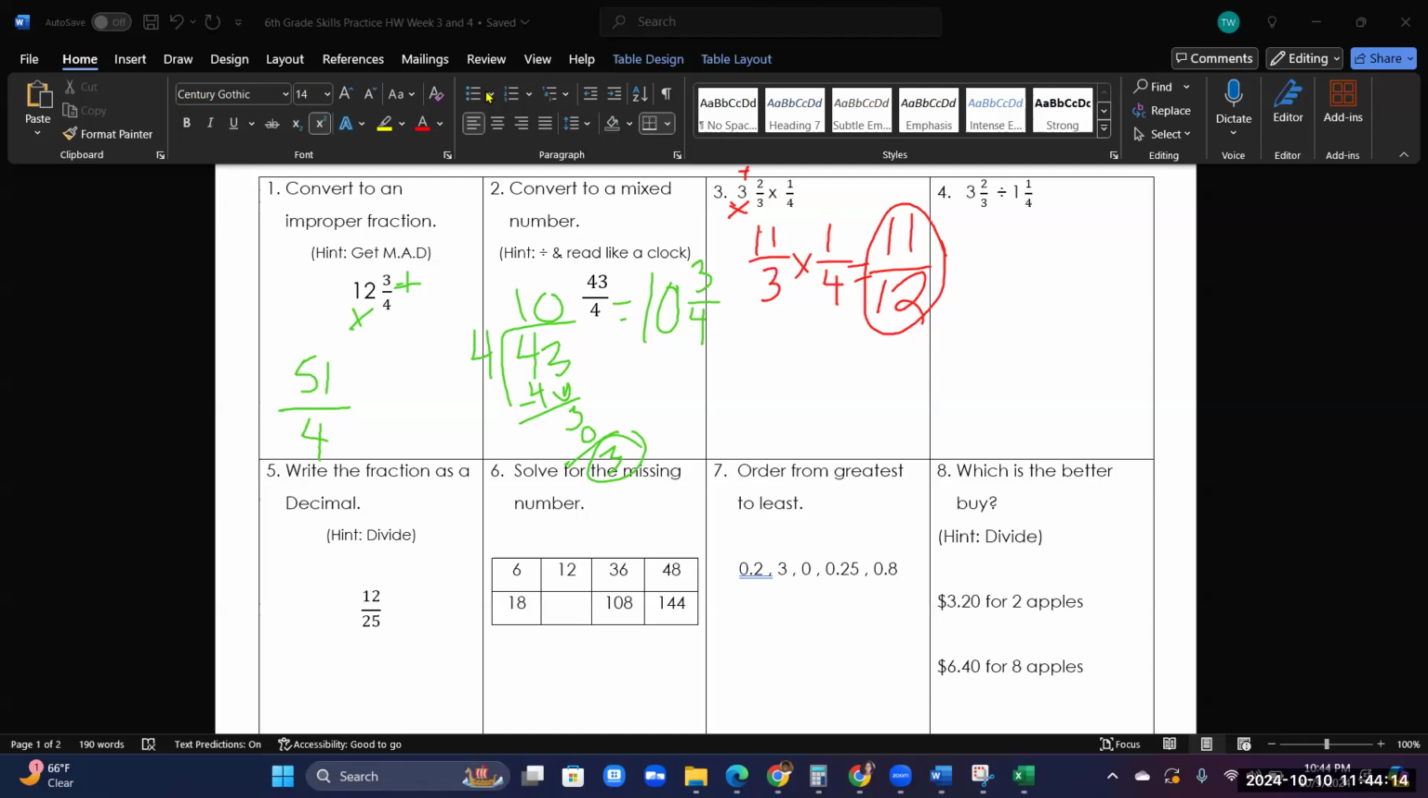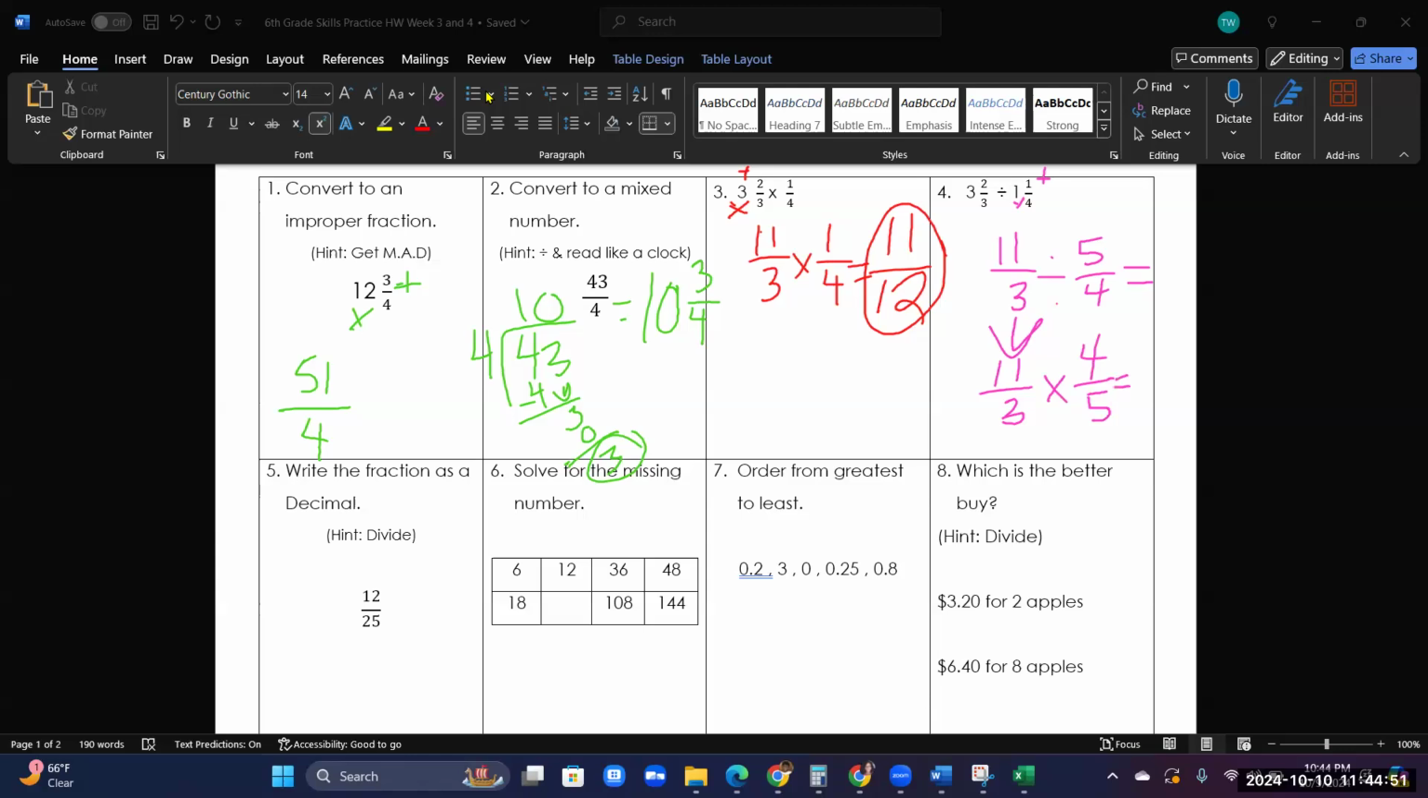All right, divide fractions. Once again, change both to improper fractions. 3 and 2/3, we already know is 11/3. All right, so for 1 and 1/4, 4 times 1 is 4, plus 1 is 5, so 5/4. All right, divide fractions. We keep the first fraction, change the division to multiplication, and then take the reciprocal of the second fraction, or flip it.